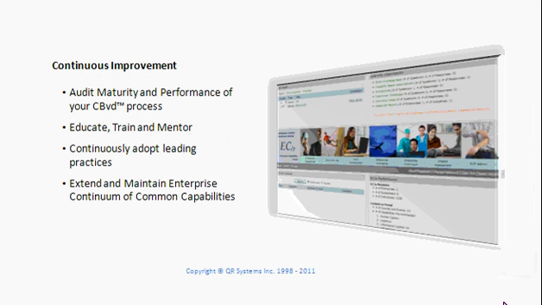Within ECP, not only do we provide a process that is based on industry standards and the software, but we actually focus on defining key performance indicators and defining a continuous improvement plan for you. We will frequently audit your maturity process. We will educate, train, and mentor your staff and continuously adapt new and leading practices. And most importantly, we extend and maintain the Enterprise Continuum for common capabilities for your consumption.